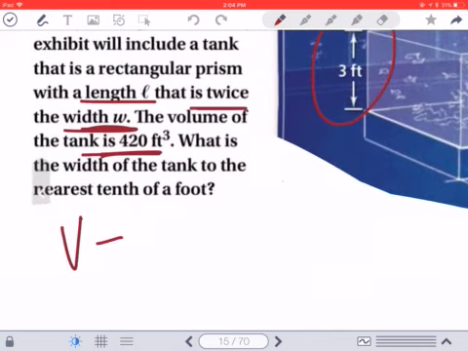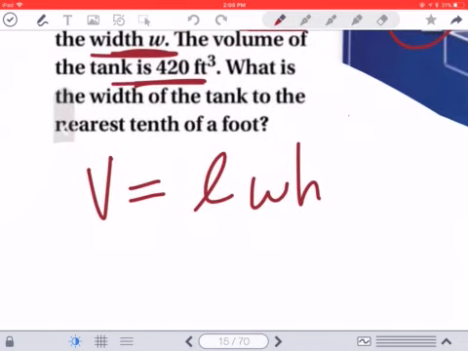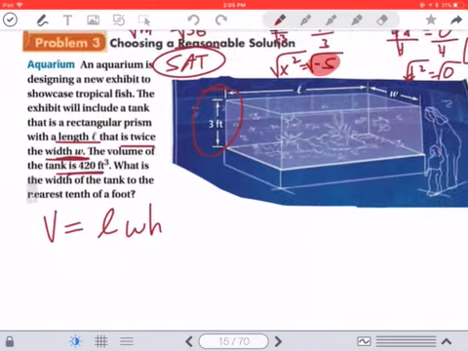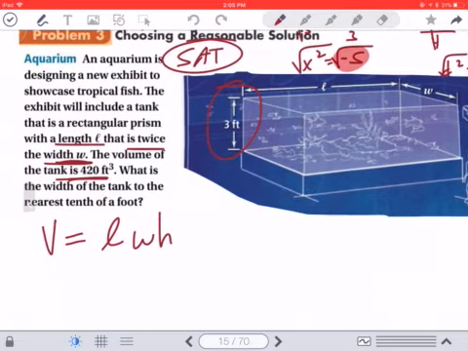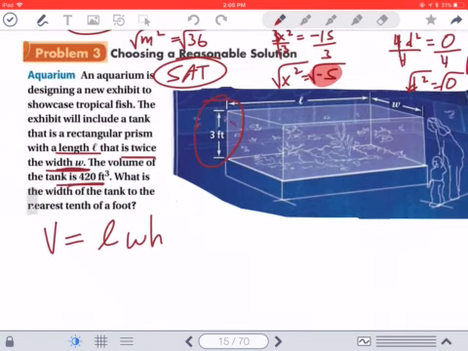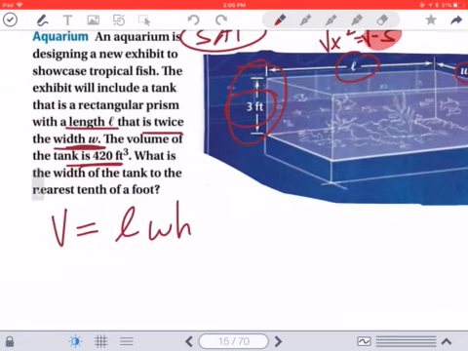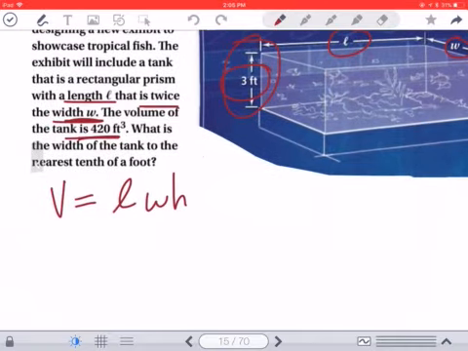So what I'm going to do is volume equals length times width times height, and I'm going to fill in everything I know. First thing you want to do is make sure that all of these units of measure are in feet. Sometimes they'll throw a problem at you where one of these is in inches and one of these is in feet. You want to get them all in the same unit of measure. So you want these all to be feet, which they are. So we're good.